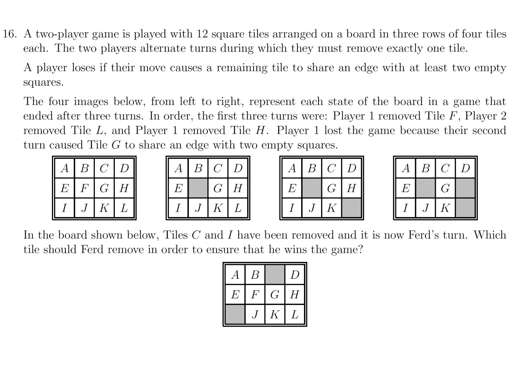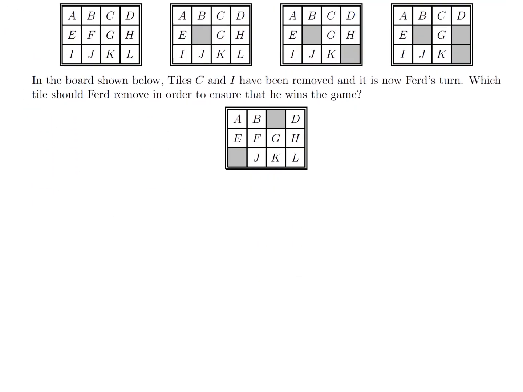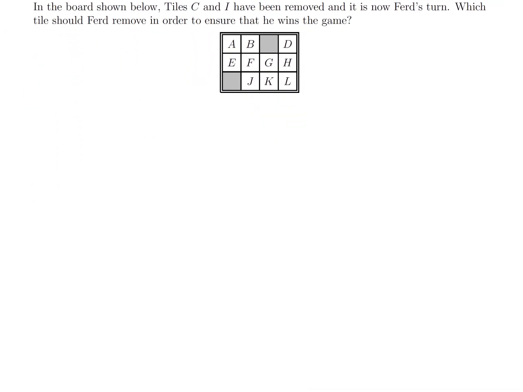All right, so I assume that you understand this question. So therefore, I will proceed with how to solve it. Now, this guy's name is Ferd, not Fred. All right. So let's see here. Ferd, he cannot remove certain tiles, because if he does, he'll lose. And those are A, F, H, and K.